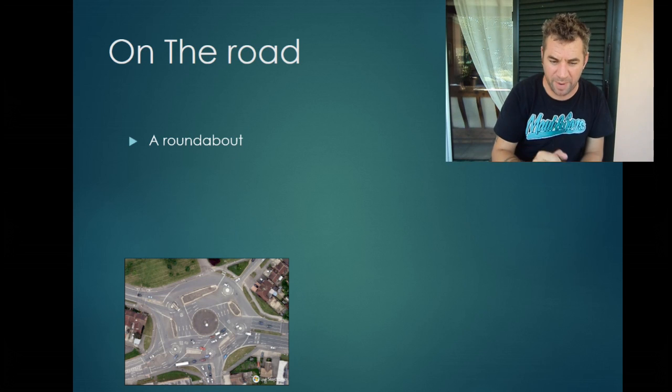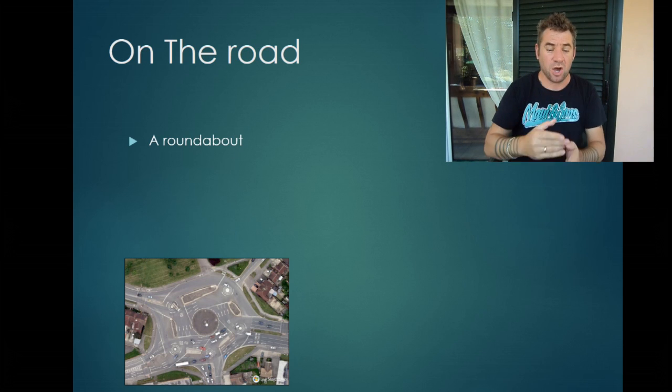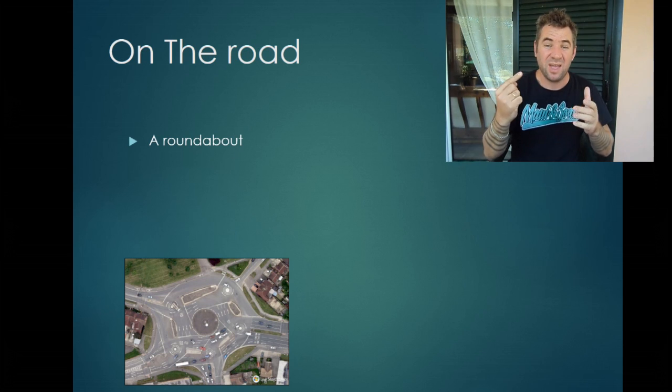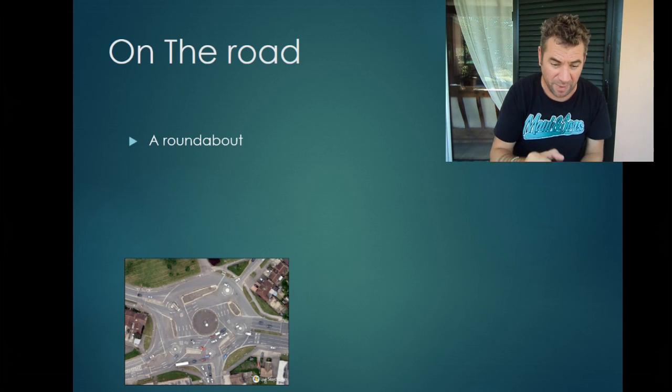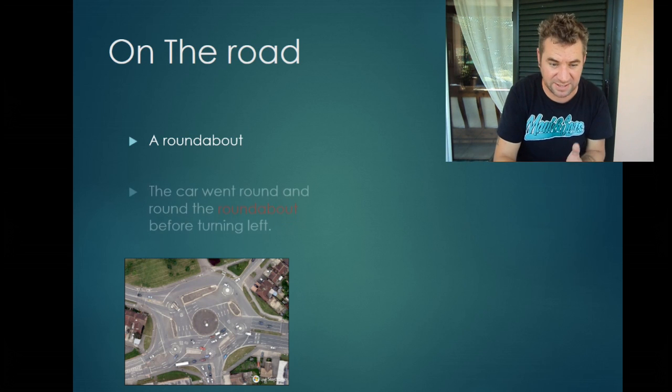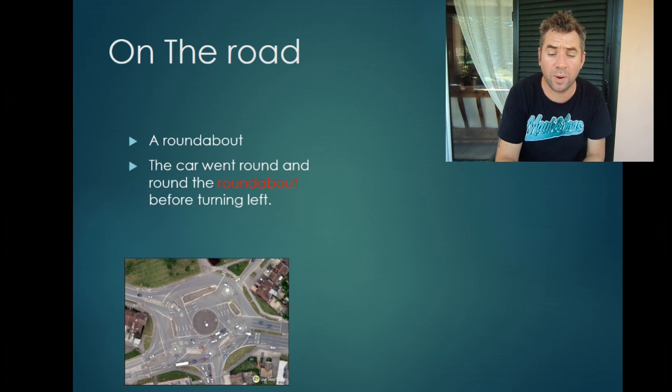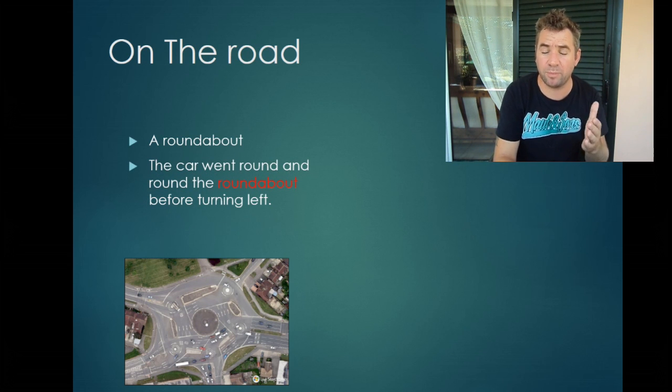A roundabout. Okay, so a roundabout is when there are many roads coming together, and a roundabout lets you drive round and go off in a different direction. But usually they're not as crazy as this one. So the car went round and round the roundabout before turning left.